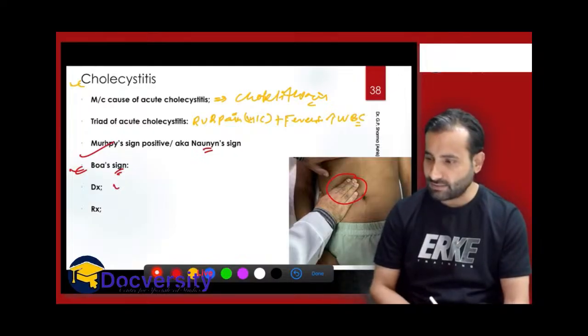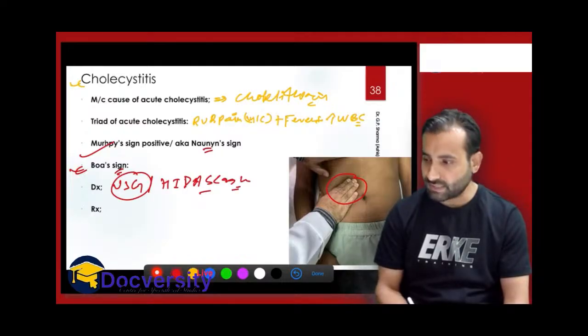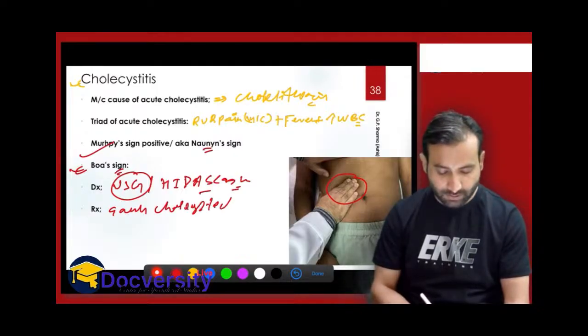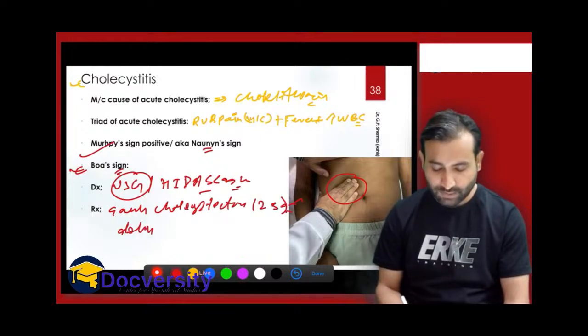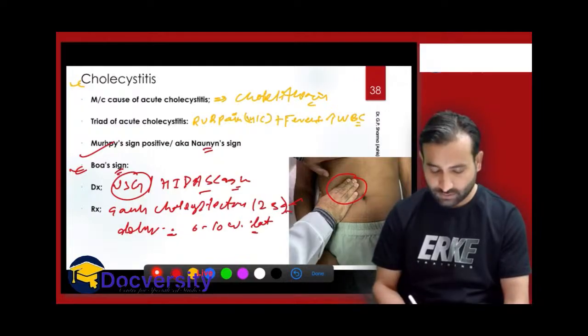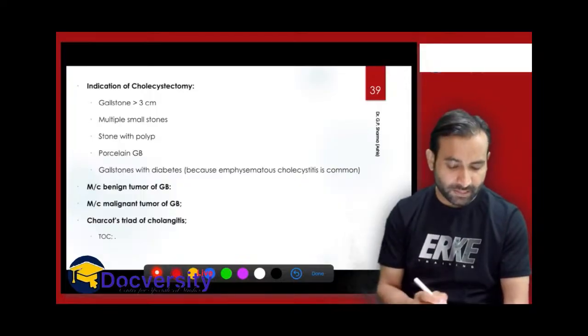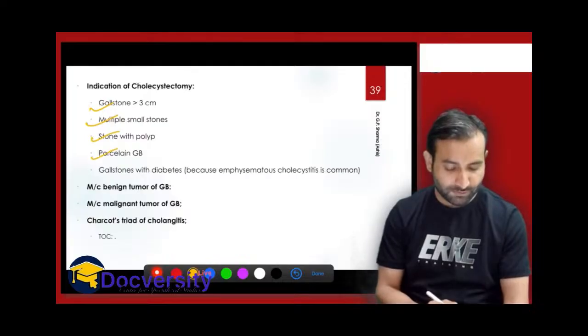And diagnosis for cholecystitis is USG or HIDA scan is the gold standard, but commonly we use the USG, right? And what is the treatment? We can do early cholecystectomy within 2 to 3 days, or sometimes delayed cholecystectomy, which we usually do 6 to 10 weeks later after the medications. Indications of cholecystectomy, please remember: gallstone if it is more than 3 centimeter, multiple stones, stone with polyp, and porcelain gallbladder.